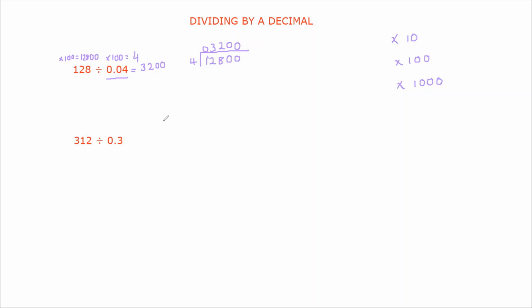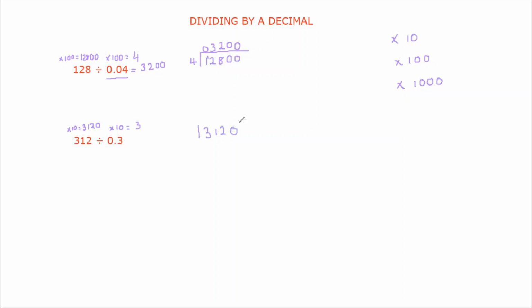We're now going to have a look at the second example. So this is 312 divided by 0.3. Now we have to move the decimal point, well, we have to move the number 1 place to make this 3. So in this case, we would times by 10. So if we times by 10, this will become 3. And we must remember to times by 10 on the other side as well. And this will become 3,120.